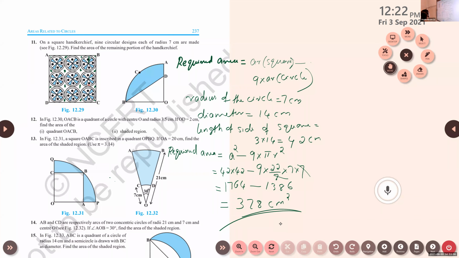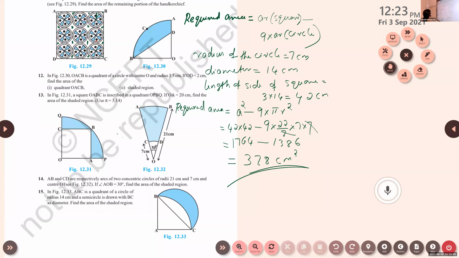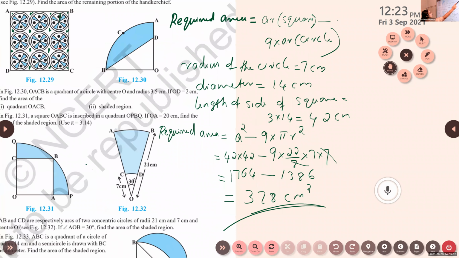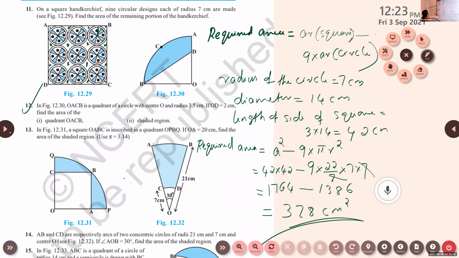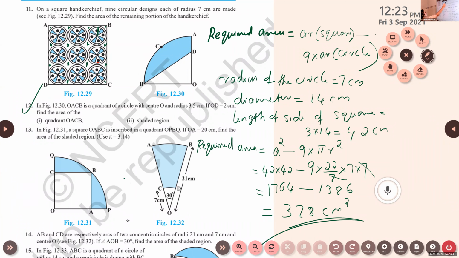Yes, question number 12. Repeatedly asked board question it is. OACB is a quadrant of a circle with center O and radius 3.5 centimeter. AD equal to 2 centimeter. Find the area of the quadrant and the shaded region.